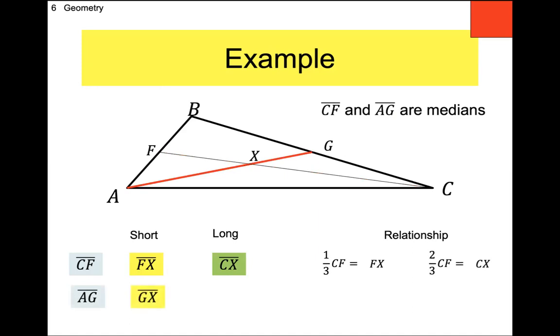Let's see, the short piece is GX and the long piece is AX. And we get that same relationship. So 1/3 of the entire median, that's 1/3 of AG, would equal GX. And 2/3 of the entire thing, AG, would be equal to AX. Hopefully that made sense. Now, let's do some actual problems here with some numbers.